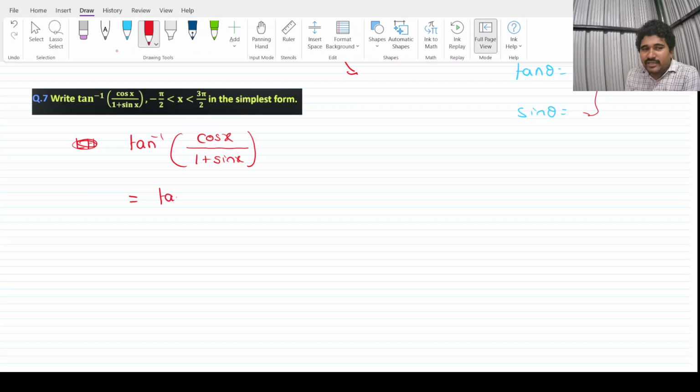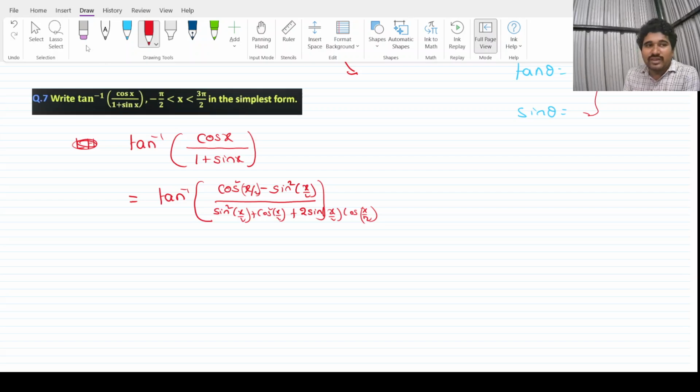What is your step? Can anybody tell? What do you want to do? I want to write half angles. Remember, I want to write them in half angles. Cos x half angle formula: cos square x by 2 minus sin square x by 2, divided by 1, which can be written as sin square x by 2 plus cos square x by 2, plus sin x, which can be written as 2 sin x by 2 into cos x by 2.